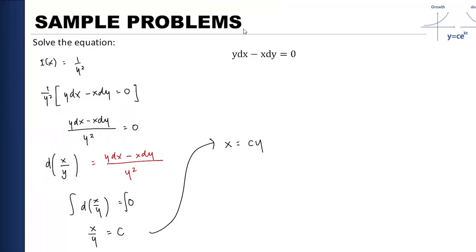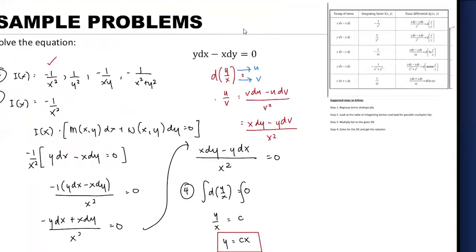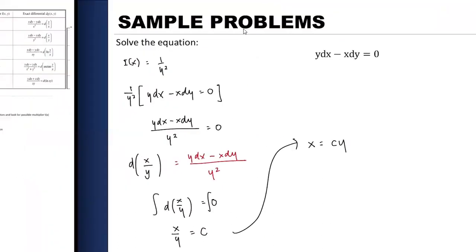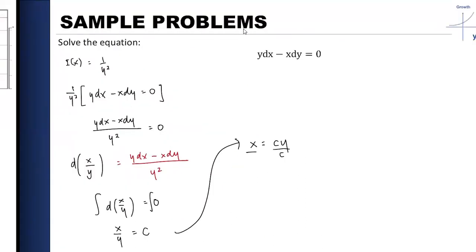Okay? So, is it the same as the previous one? This is the previous one. We have y is equals to cx. Okay? So, if you try to divide this both sides by c, we have y is equals to 1 over c x. But since this is an arbitrary constant, we can actually say na that is c2 x, which is the same nung ating previous solution. Okay?